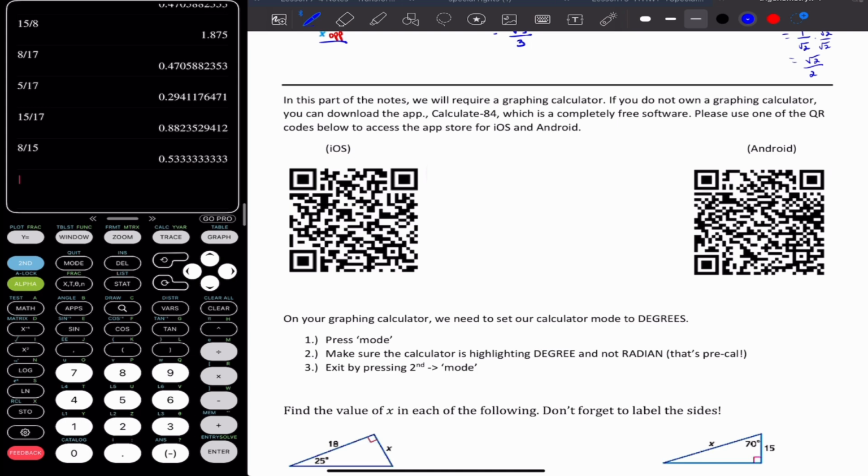This is completely free. You can download it. I have QR codes. Go ahead and, whatever device that you have, scan the appropriate QR code and download the app and follow along through the notes. You need to know how to use the calculator here.